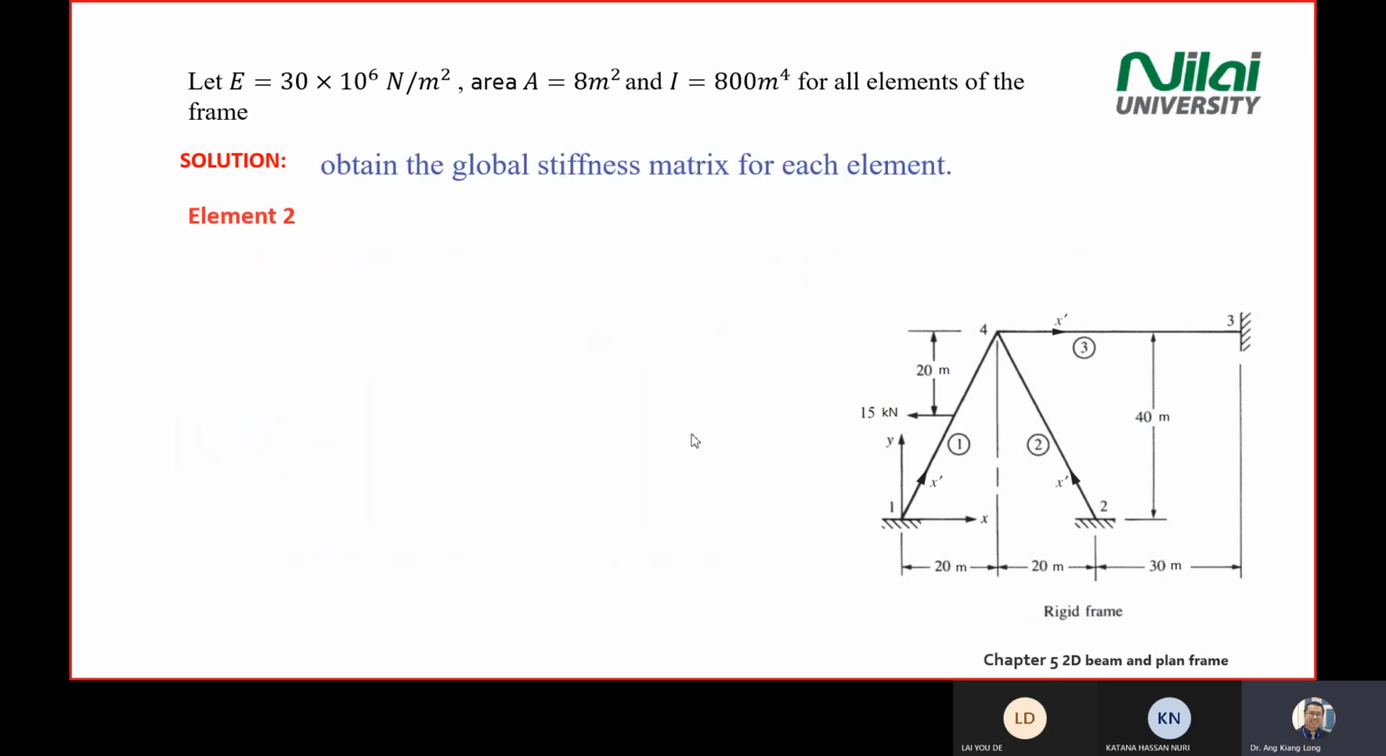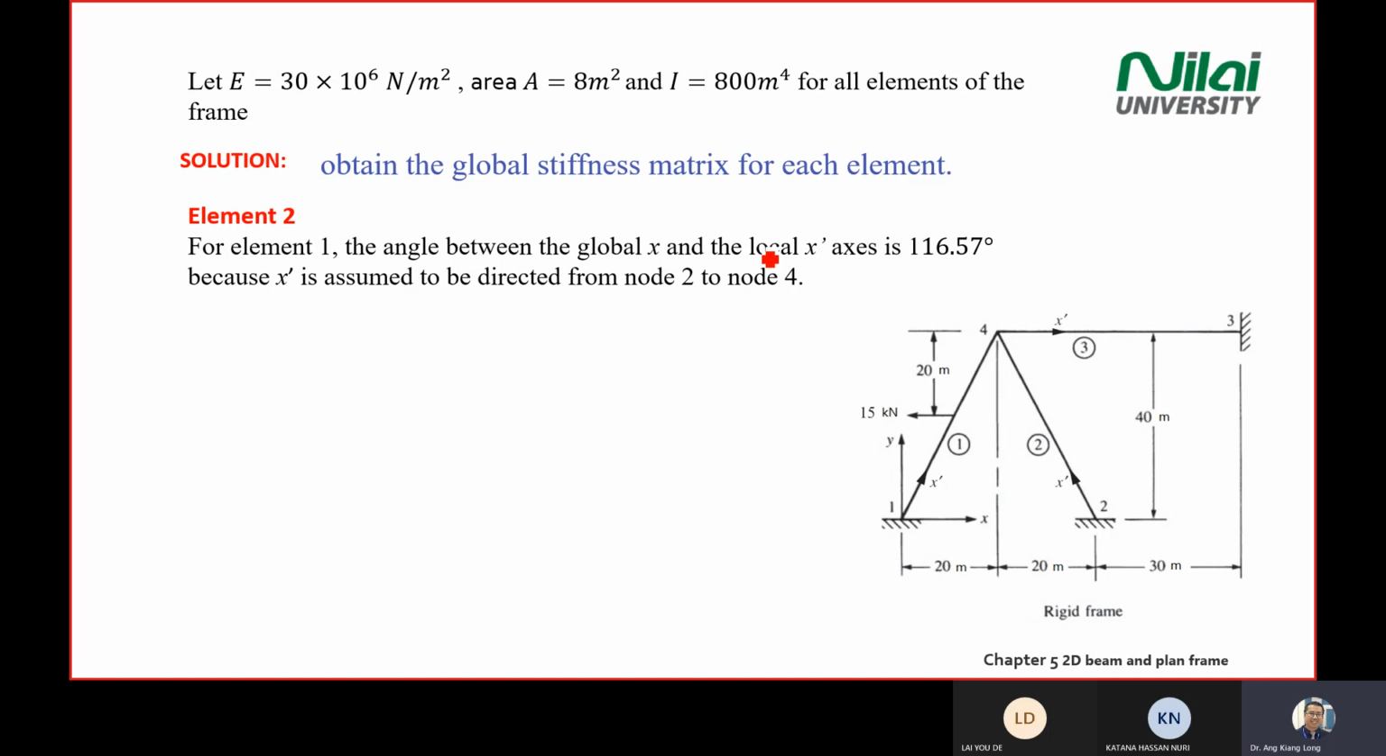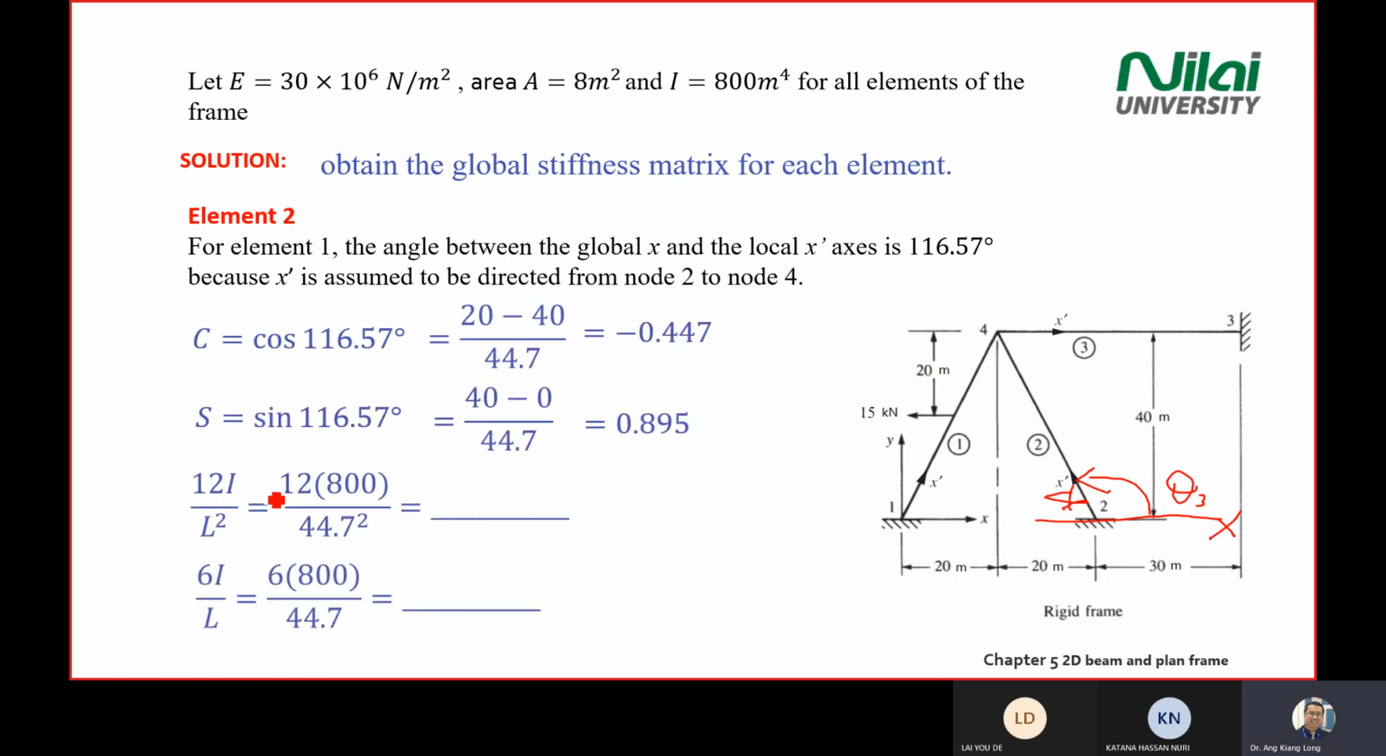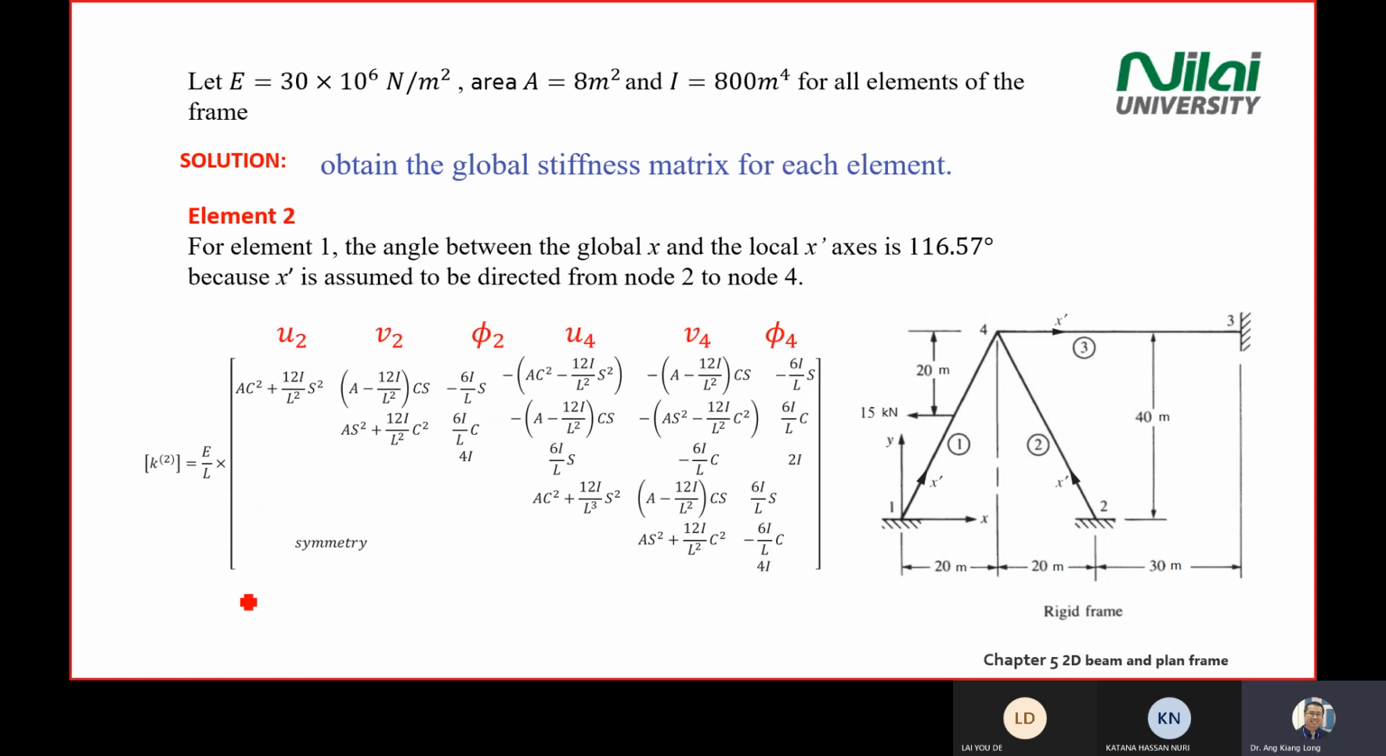Then you look at element number 2, the same process. Element number 2 angle is 116.57. The angle is from x to x prime, this is the theta for element 2. So the angle is 116.57. Again you find the cos, the sine, the 12EI divided by L cubed, 6EI divided by L squared, and the EI divided by L. Then you put them back in the K matrix that I asked you to put in the answer sheet.